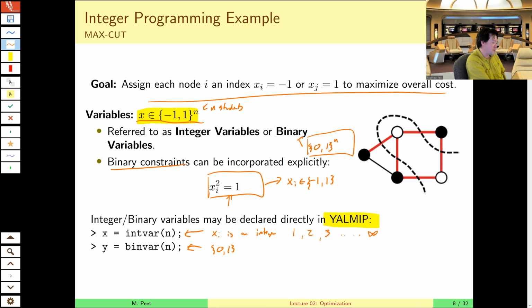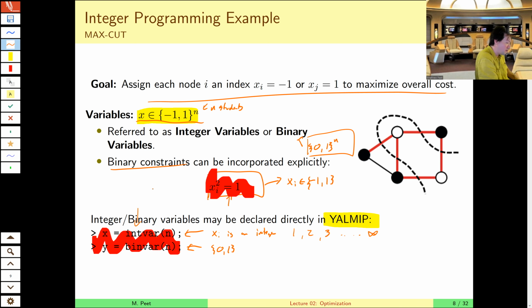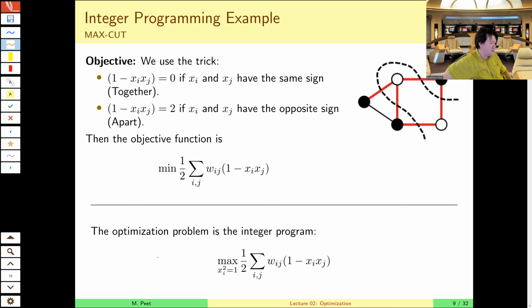You don't need to do both of these. Just do this or this. Don't do both, because that would be redundant. Although it wouldn't change the solution to the problem, typically the solver is able to handle these types of constraints better. Okay, so that's the variables.